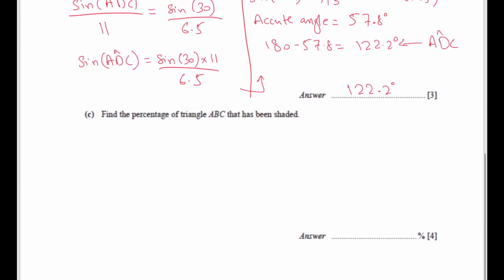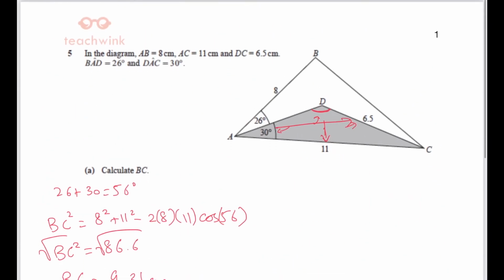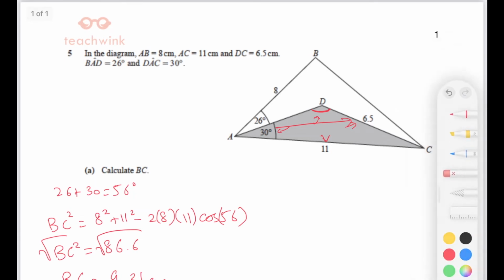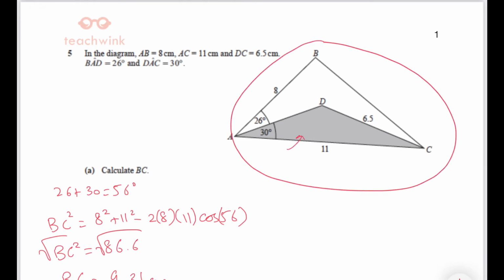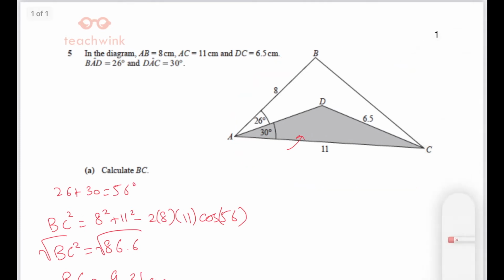The next part says find the percentage of triangle ABC that has been shaded. That means, one second, let me remove all of this. So the question is asking us to find the percentage of this part that's shaded compared to the whole triangle. So first we need to find the area of the whole triangle. How do we find that?